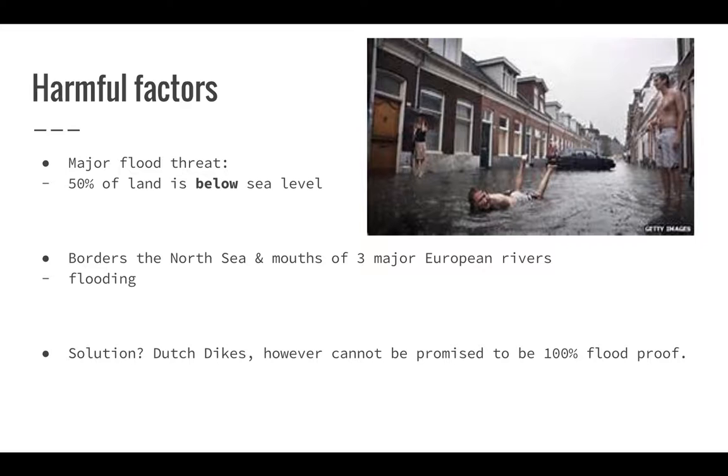So what is a Dutch dike? A Dutch dike is a defense mechanism against flooding, and it extends 22,000 kilometers, even though the coastline of the Netherlands is only 880 kilometers. So why so many kilometers of Dutch dikes? Well, because they're trying to ensure that flooding will not occur.